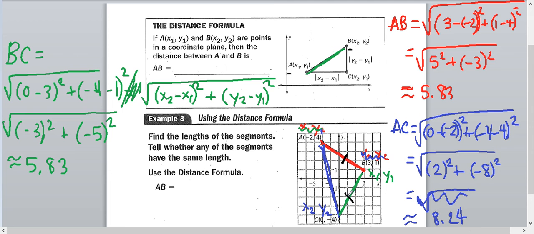All right, so that is using the distance formula. You guys should be ready to do all of your 1.3 homework.